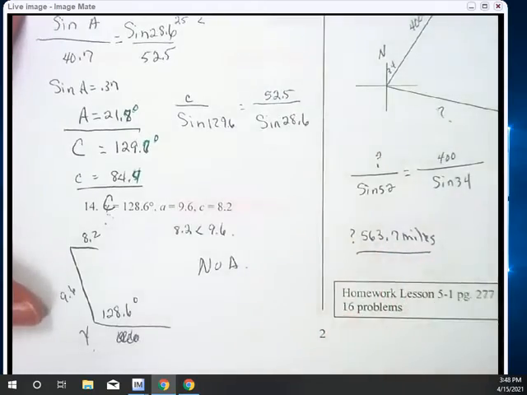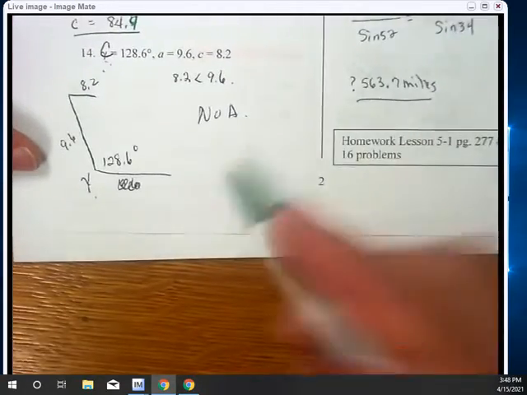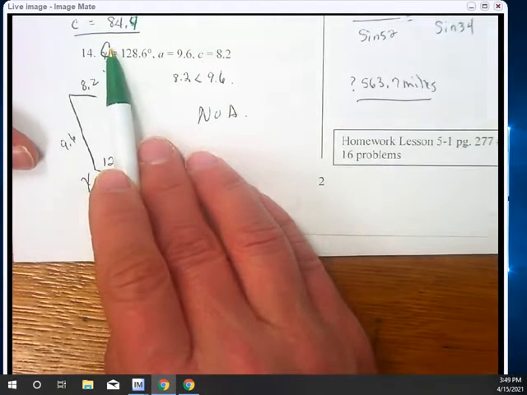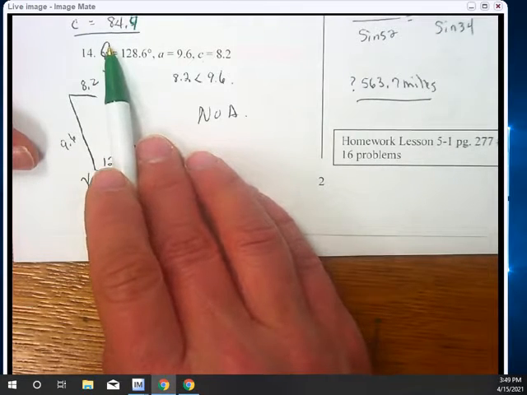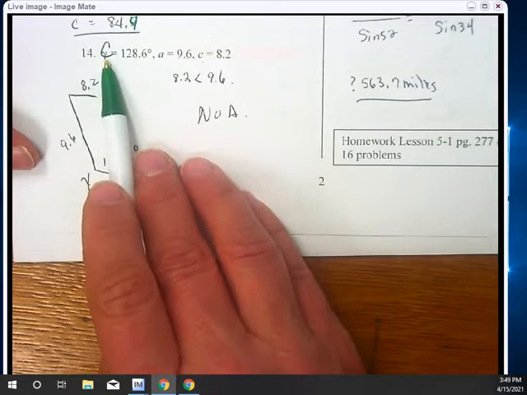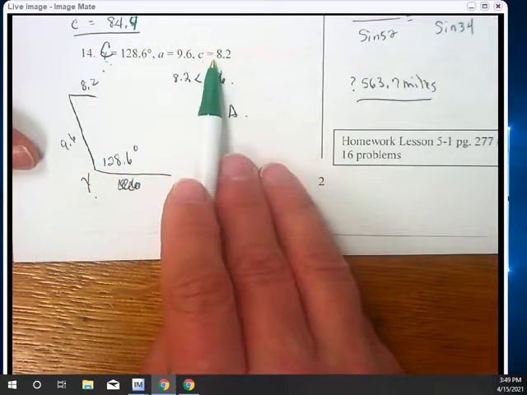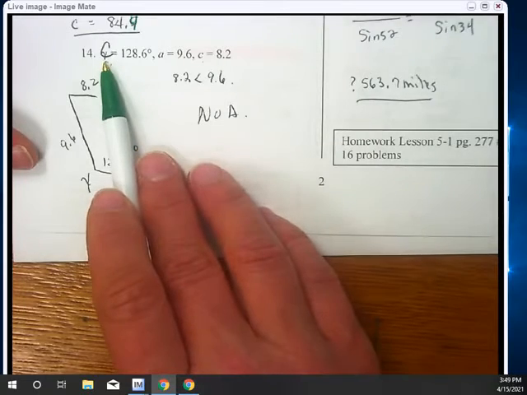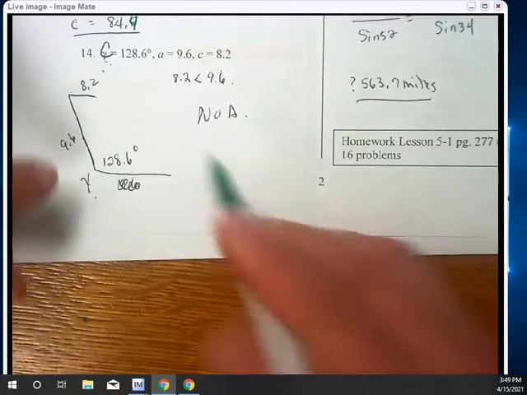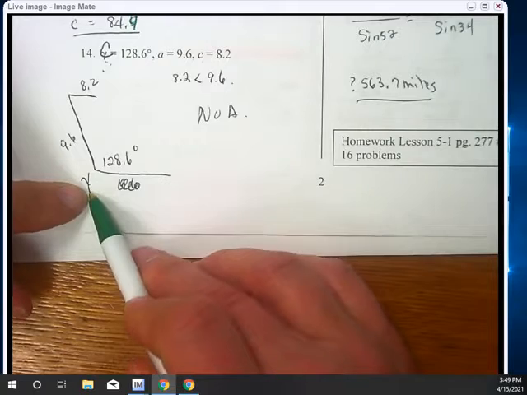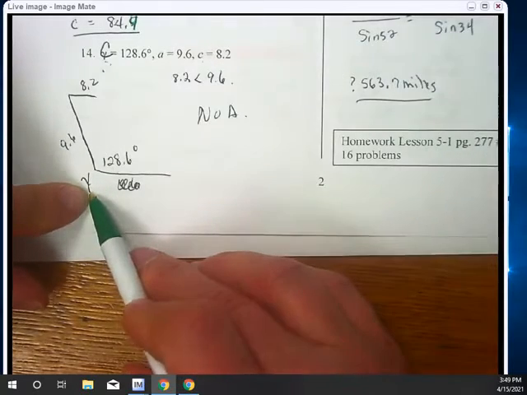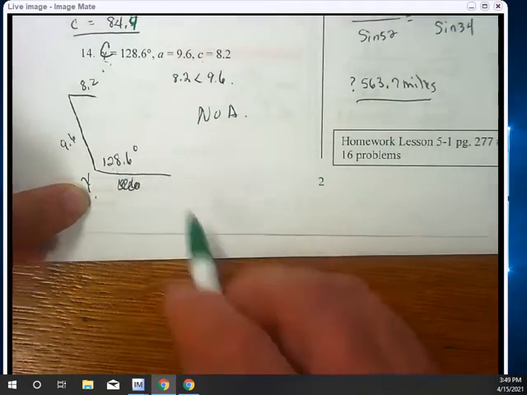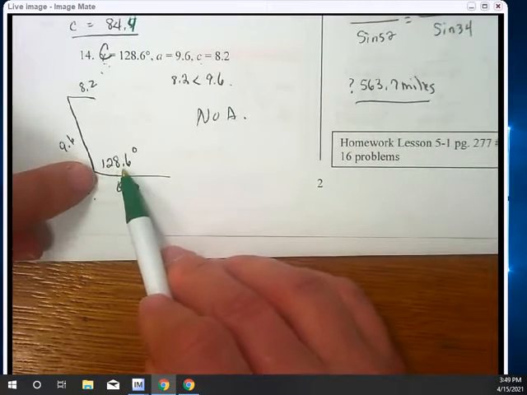On number 14, we have gamma, and gamma is just the lowercase Greek letter for C. And in geometry, our geometry teacher said capital C's are opposite lowercase c. So if gamma really bothers you, you can replace it with C. Just make sure on your answer document that you do put the correct letter of the alphabet, and in this case it was gamma. We have the 128.6.